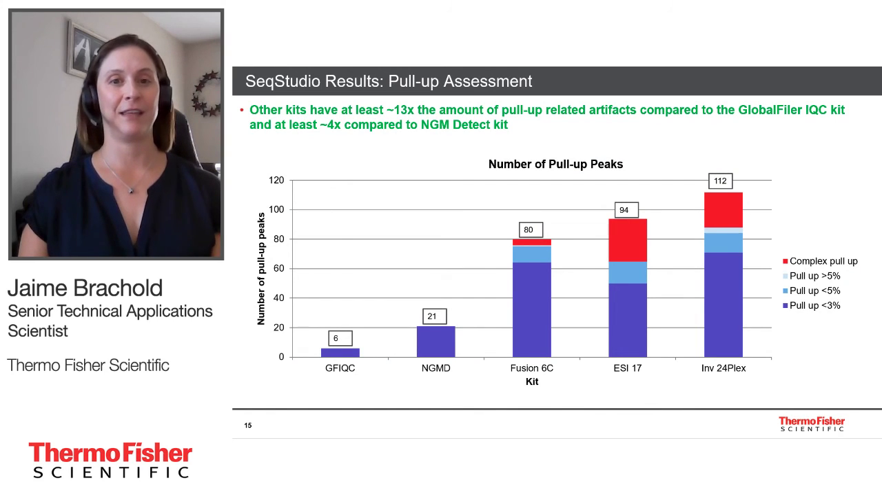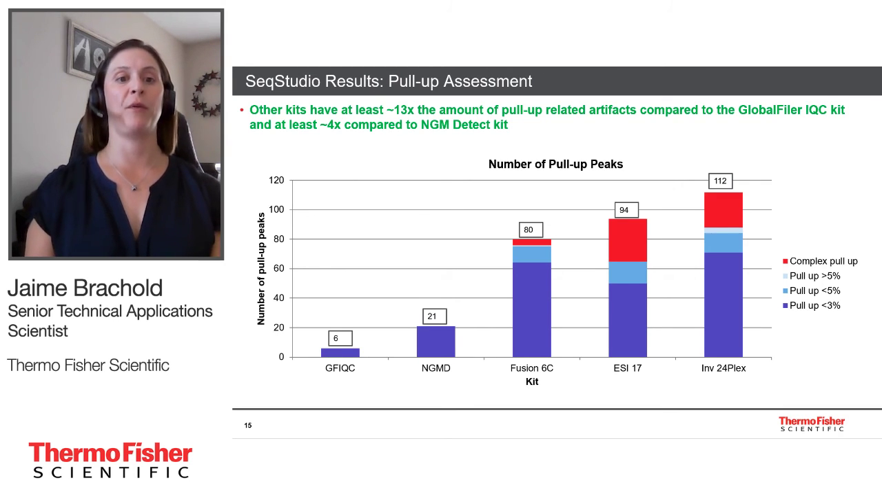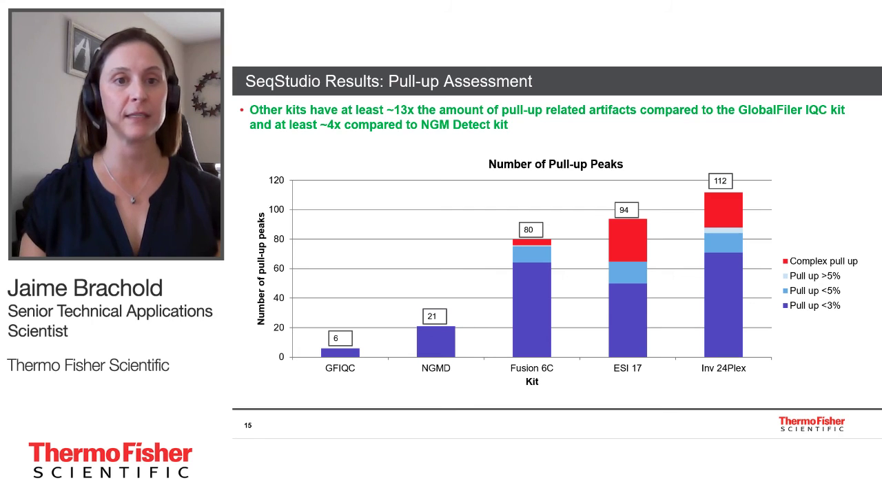So for those that like to look at things in a different fashion, I much prefer this fashion. Very similar, 5 kits across the x-axis, the number of total pull-up peaks up the y-axis. You can see broken down the complex pull-up that we saw in the non-AB kits, and then the different percentage levels in the blue and purple colors. You can see a difference between Global Filer IQC and NGM Detect as far as the number of pull-up peaks, 6 versus 21 for the 2 kits.